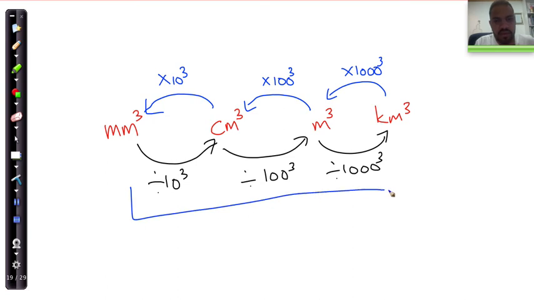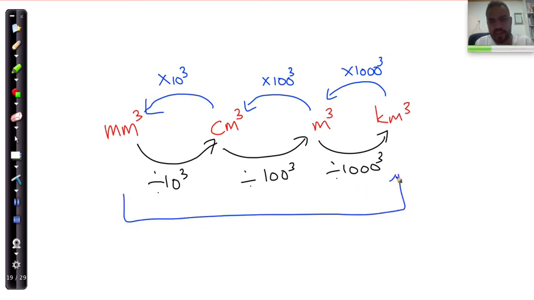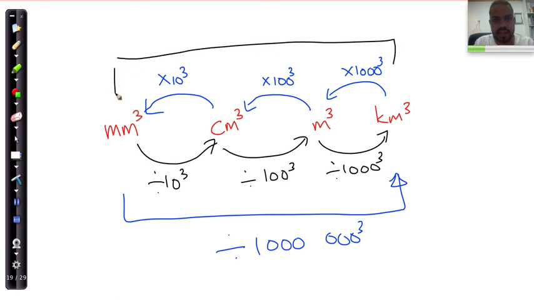Okay, if I go all the way from that to that, then I divide by 1 million cubed. Okay, and if I go all the way on this side from that to that, then I'm going to multiply by 1 million cubed. Okay, so this is very important, and now we'll look at a few examples, right?